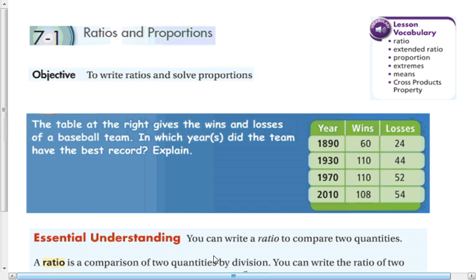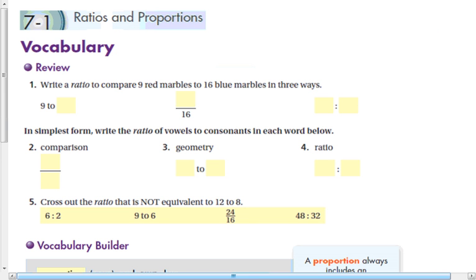In this lesson, we're going to learn how to write ratios and solve proportions, which is somewhat of a review, but we're going to use some triangle math to apply the ratio and proportions. Go ahead and do the review page here, and I'll check back with you.